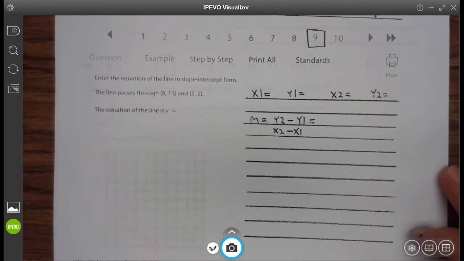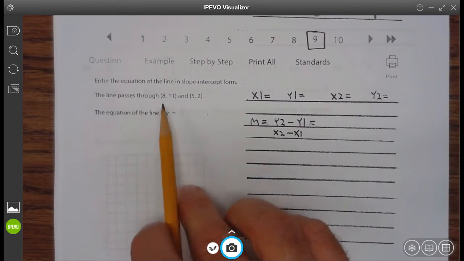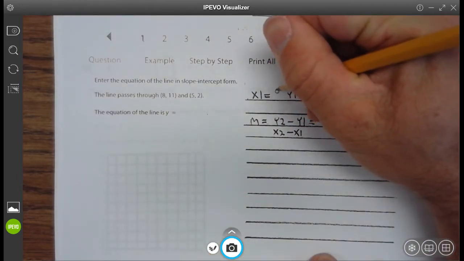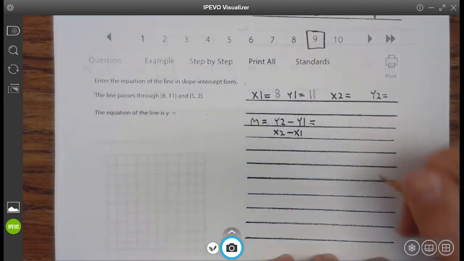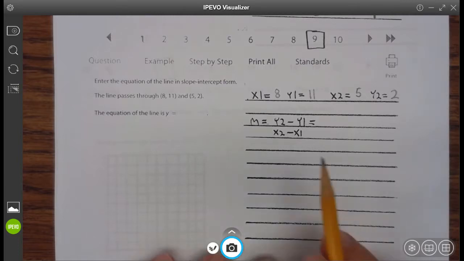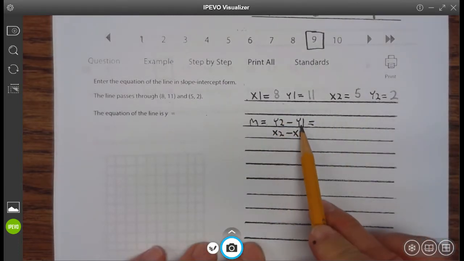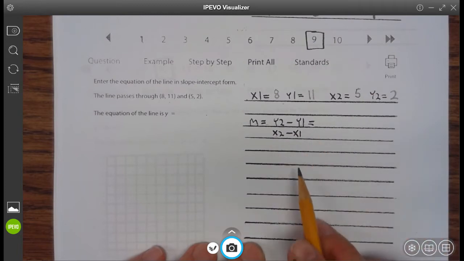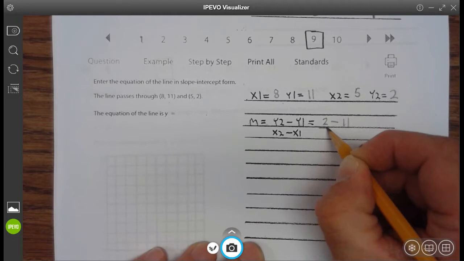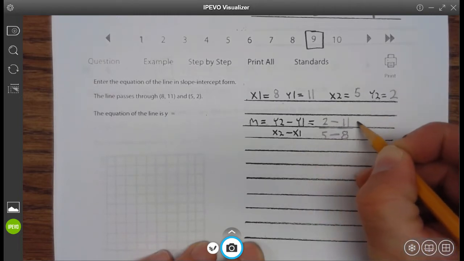All right, let's take a look at example 9. Enter the equation of the line in slope-intercept form. So now in this case, we're given 2 points, (x1, y1), so that's (8, 11), and (5, 2). So we first need to find m given the 2 points. We know we can use the slope formula, which is y2 minus y1 divided by x2 minus x1. So y2 is 2 minus y1 is 11 divided by x2 is 5 minus x1 is 8.